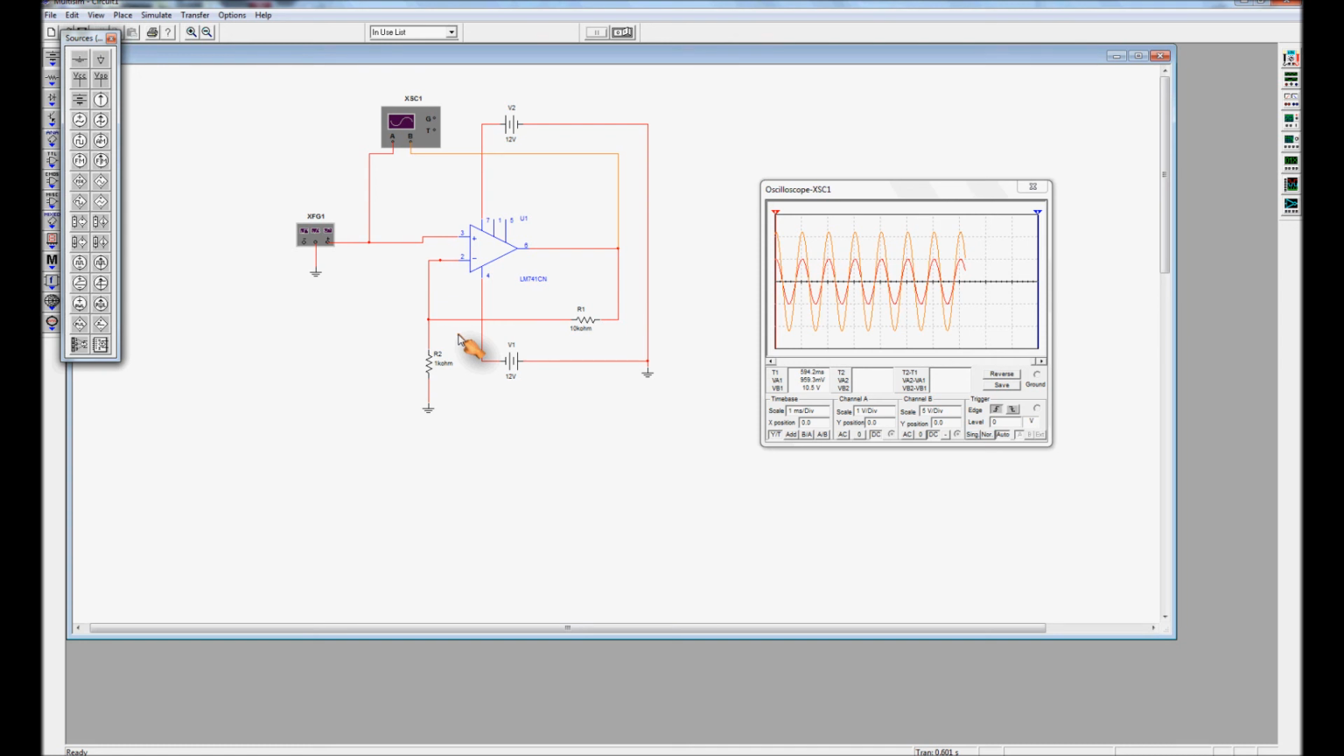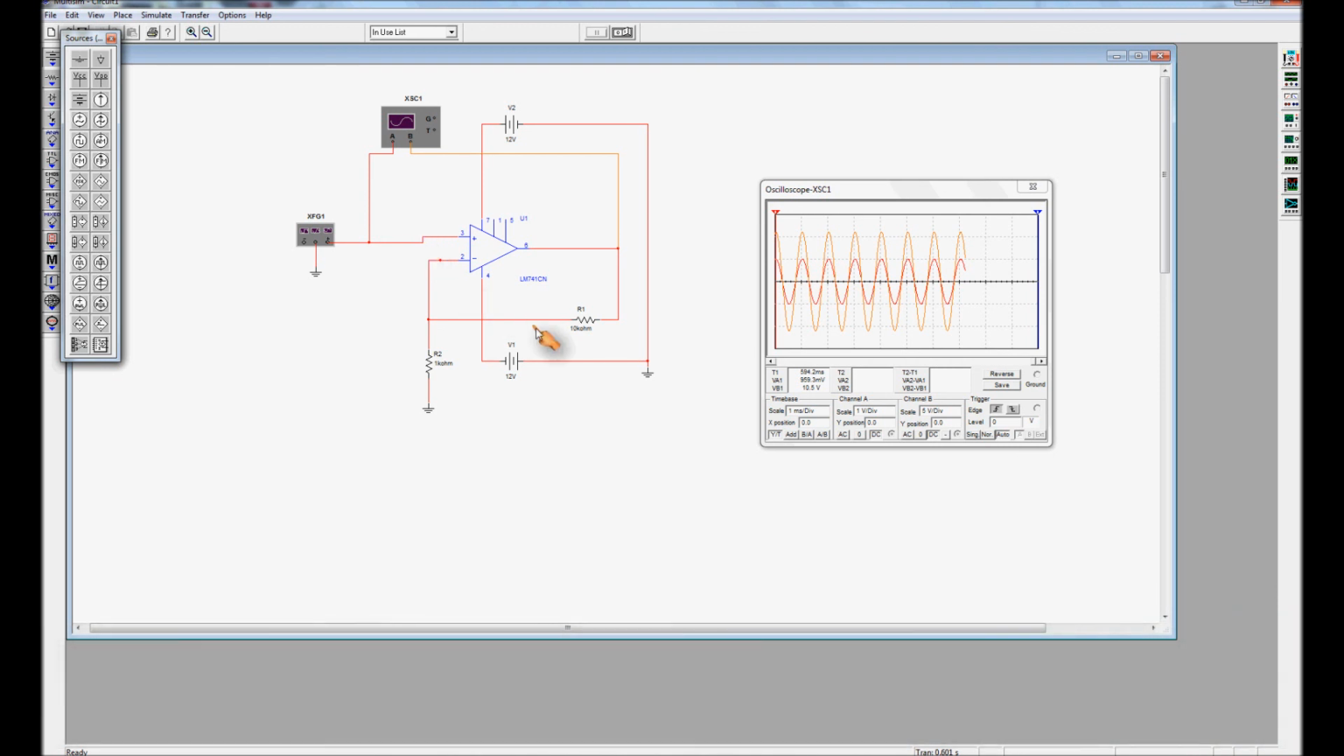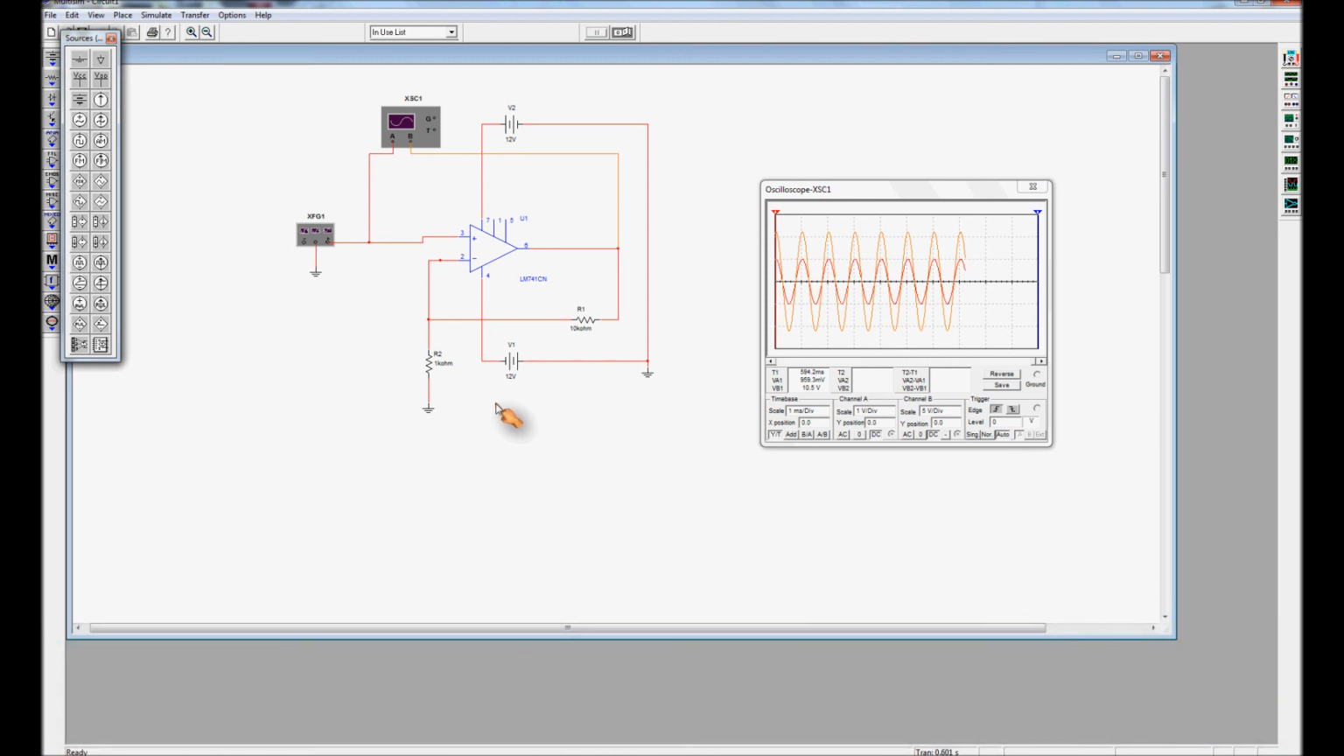But of course we don't have a gain of 10 because R2 is equal to the signal input. So the actual voltage gain of this non-inverting amplifier is R1 divided by R2, plus 1. That is all there is to it.